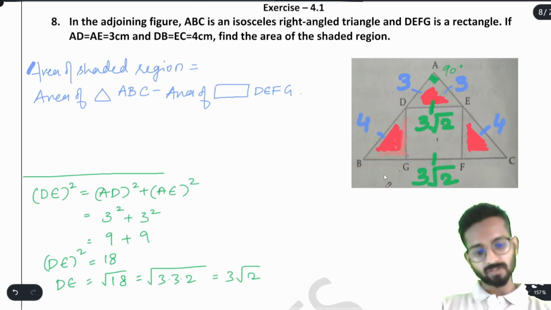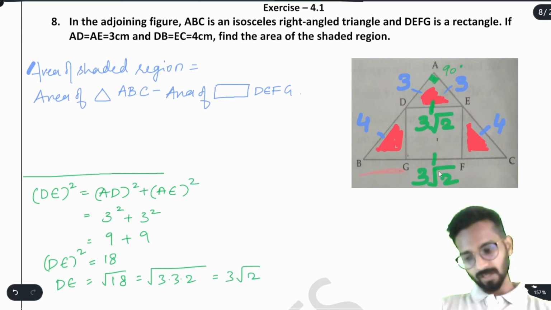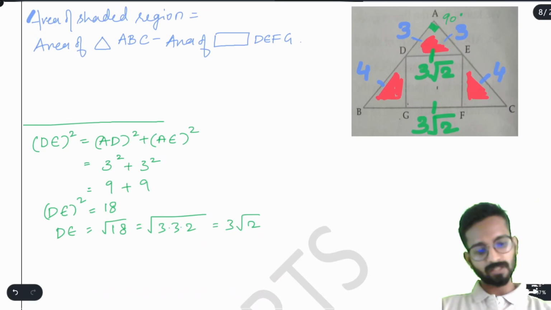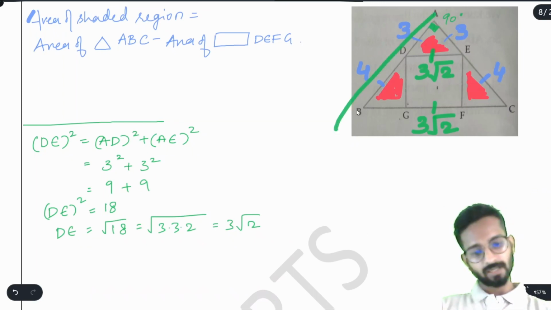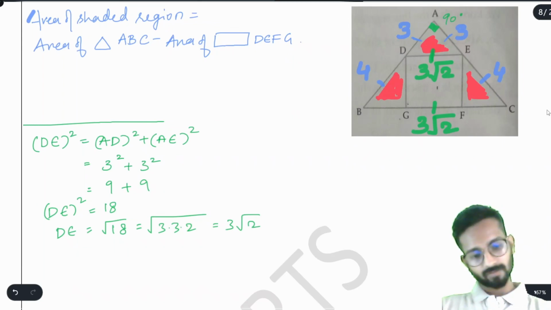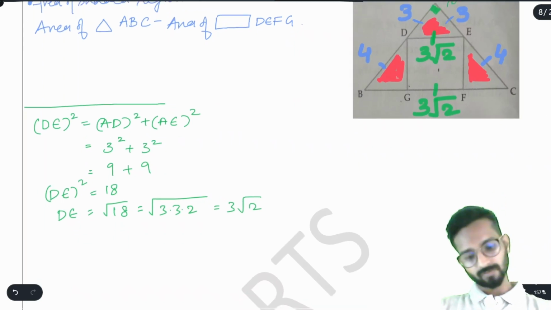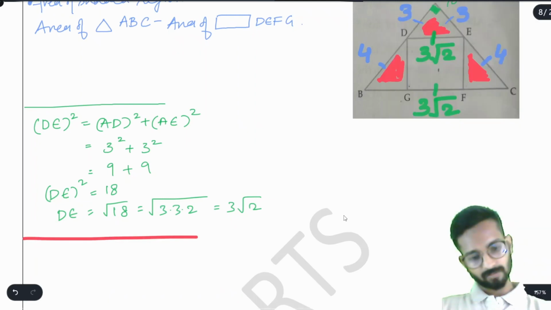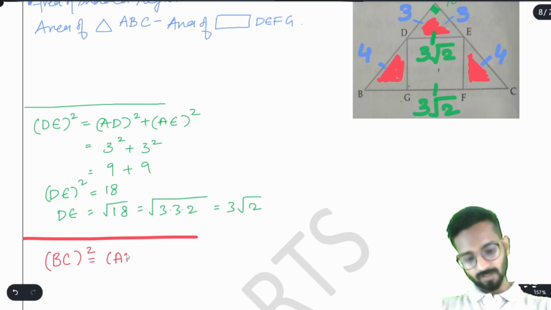Simple enough. So our first focus will be to find BG. How will we do this? See, 3 root 2 we have already found out. Now we know that the entire ABC is an isosceles triangle, and there also I can apply the hypotenuse theorem. How? See, by hypotenuse we can say that BC is the hypotenuse, so BC whole square is equal to AB whole square plus AC whole square.